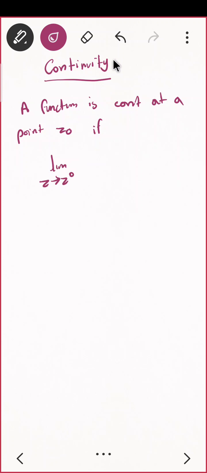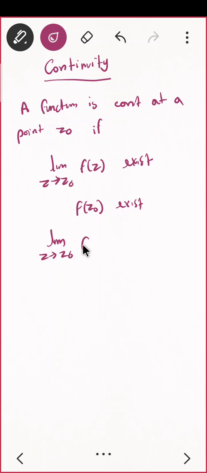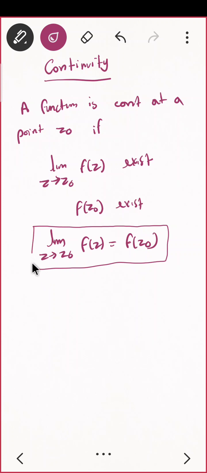Limit z tending to z naught f of z must exist, correct, and f of z naught must also exist, and one more condition, that is limit z tending to z naught f of z is equal to f of z naught, correct. By combining all things, we just used to write this, but if I take a real number, then I'll write left limit is equal to right limit is equal to f of z naught. So I'll just see this one. This one will help. Suppose I am assuming that the limit exists, and if that limit is equal to f of z naught, then we say that the function is continuous, correct.